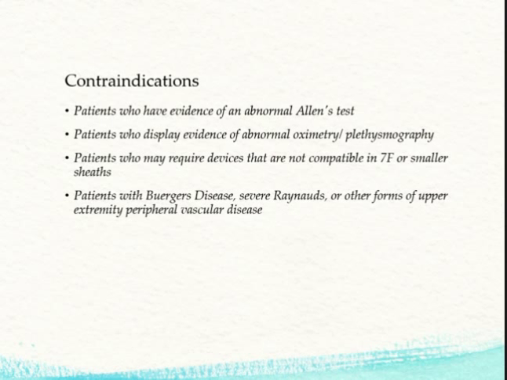So, contraindications: patients who have an abnormal Allen's test, patients who have abnormal pulse oximetry, patients who may require devices that are not compatible with a 7 French or smaller sheath, history of Buerger's disease, severe Raynaud's, or other forms of upper extremity peripheral vascular disease.